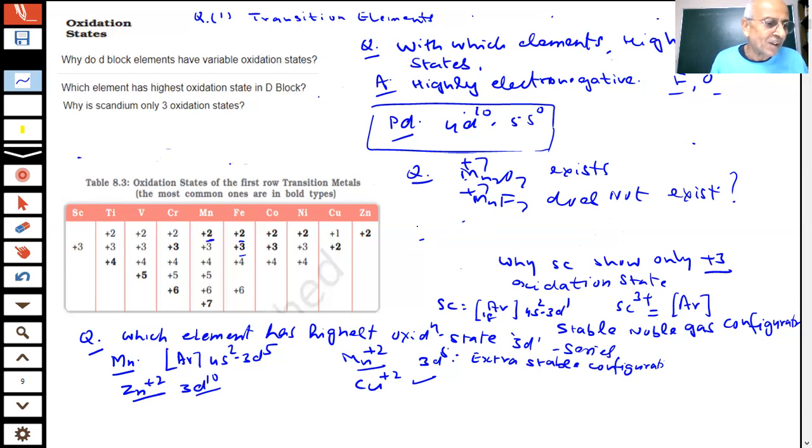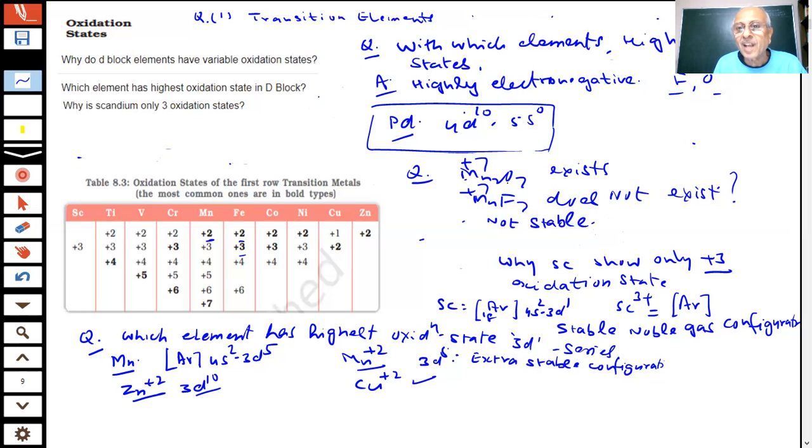But sir, fluorine has the smallest size. So then what? You see, this one manganese with seven fluorine. One manganese with seven fluorine is not going to be stable. Why?